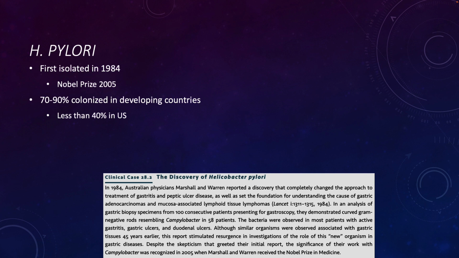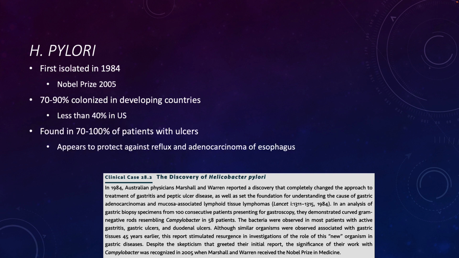It's estimated that in developing countries, 70 to 90% of people are colonized with Helicobacter. It's less than 40% in the US. And the bacterium is isolated from 70 to 100% of patients with ulcers. Interestingly, it does appear to protect against acid reflux and adenocarcinoma of the esophagus.